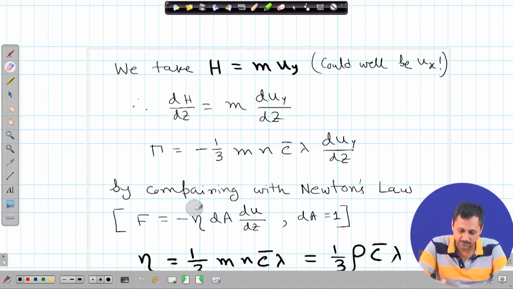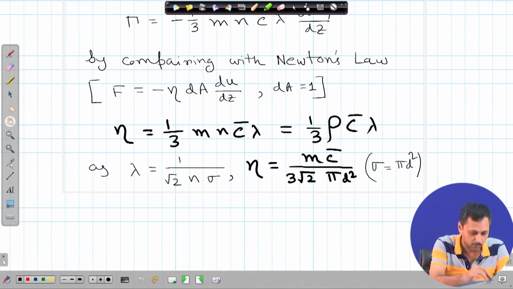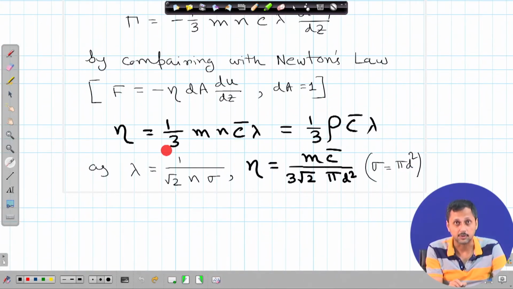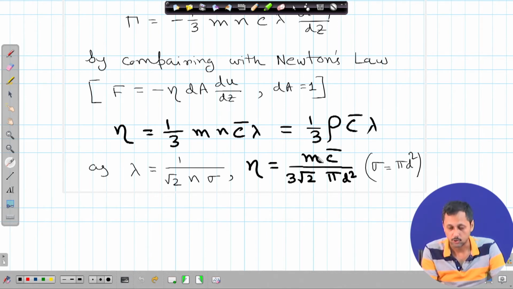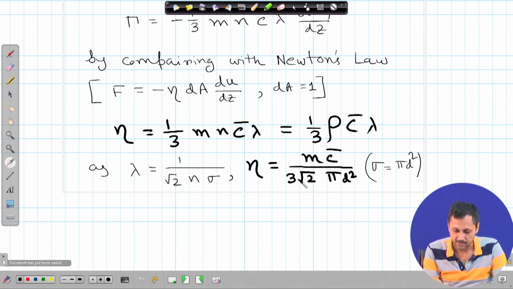Now, if we compare this, the 1-to-1 correspondence actually tells you that eta is equal to 1/3 m n c bar lambda, and once again remember that m n is nothing but the density rho. So, rho eta is equal to 1/3 rho c bar lambda. Okay. And also we have to put the expression lambda is equal to 1 by root 2 n sigma, and we immediately see that eta is equal to n c bar divided by 3 times root 2 pi d square.